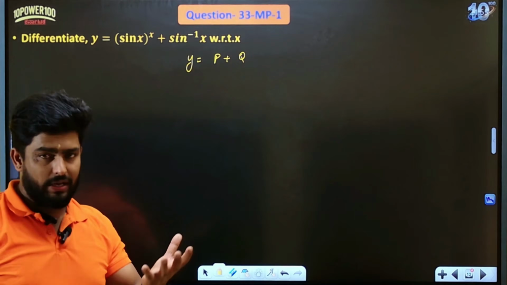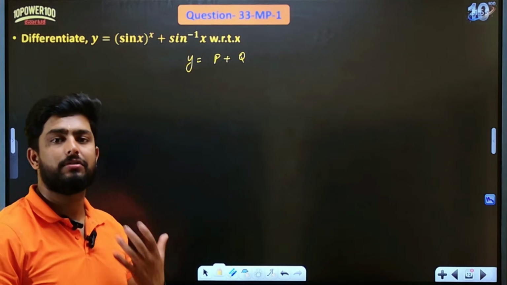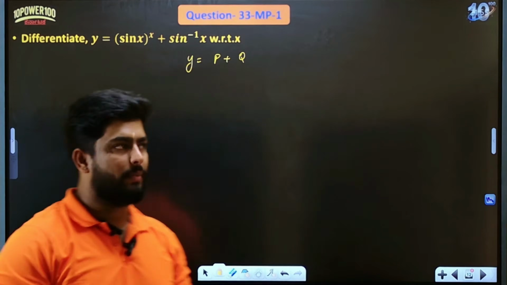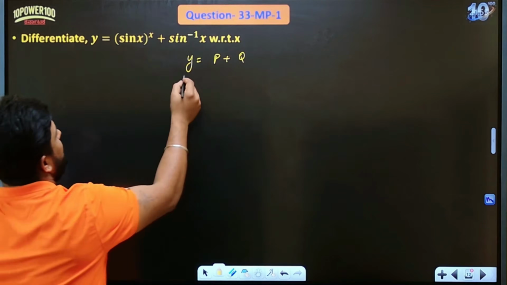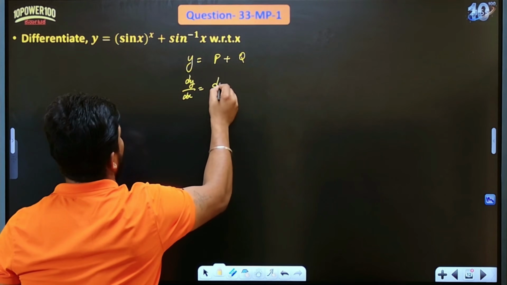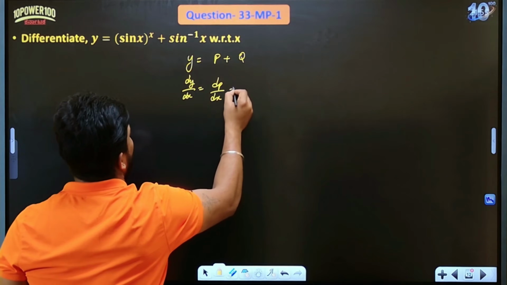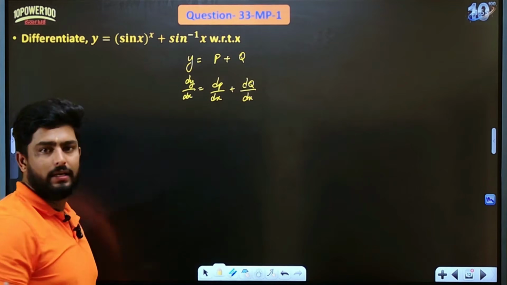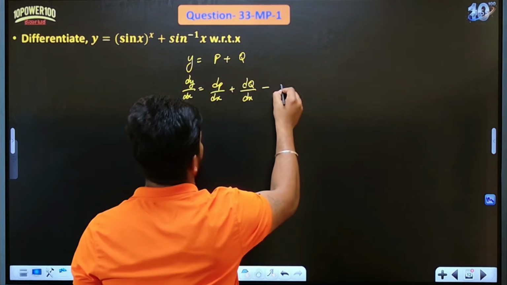Differentiating both together will be difficult, so we have to solve by using log. That is the reason we take the two separately and solve. So y is p plus q, so let's differentiate partially. dy by dx is equal to dp by dx plus dq by dx. Let's take this as equation number 1.